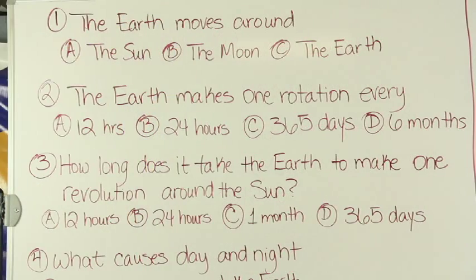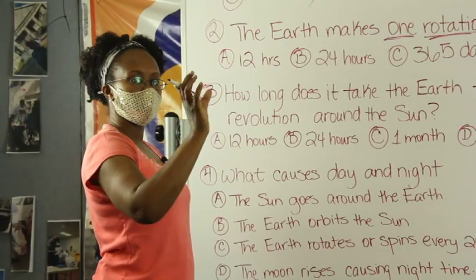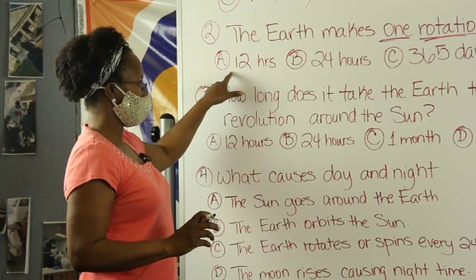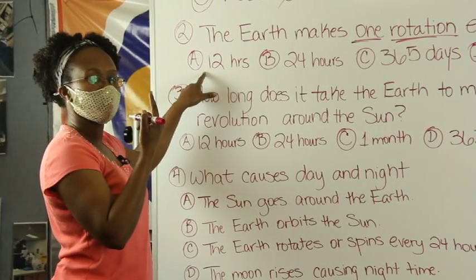Now, number 2, the Earth makes one rotation every. So the Earth makes one rotation, meaning around itself. Remember we talked about that, day and night. Is it every 12 hours that it rotates one time around itself?